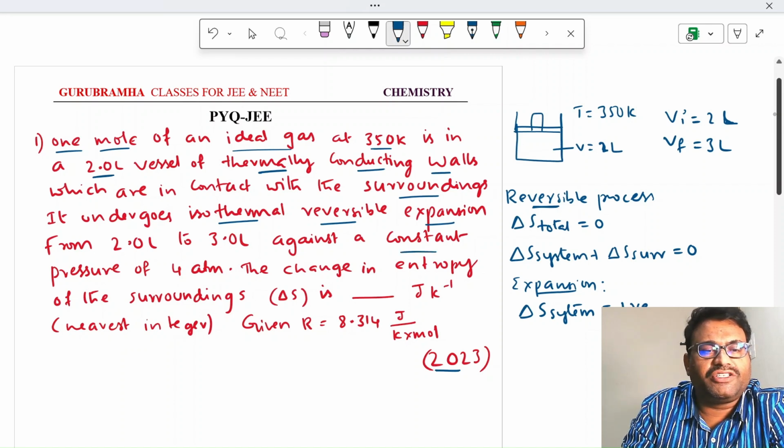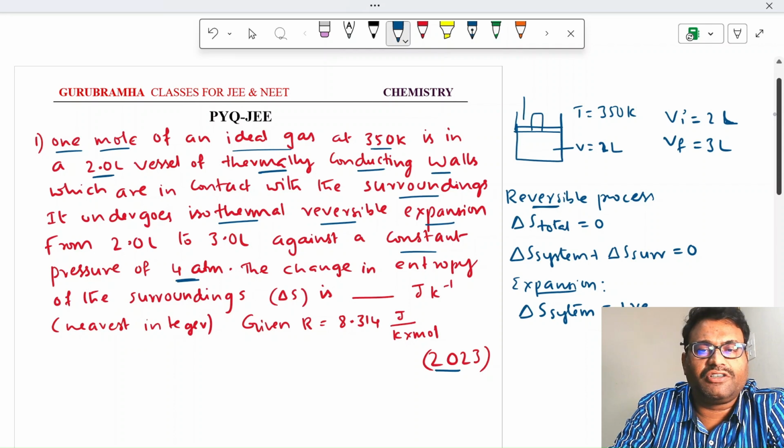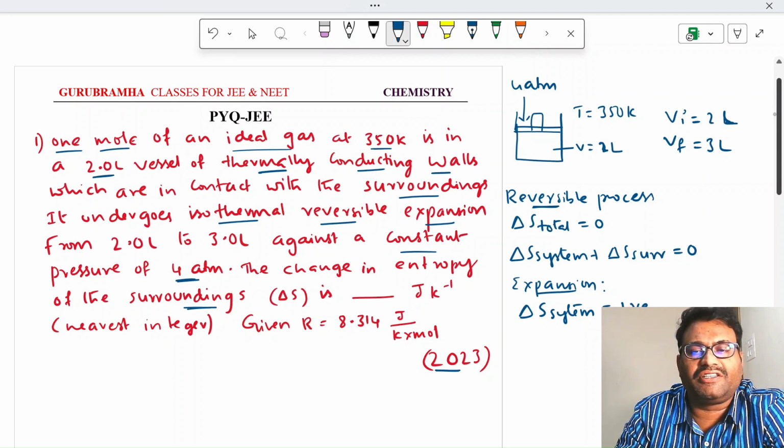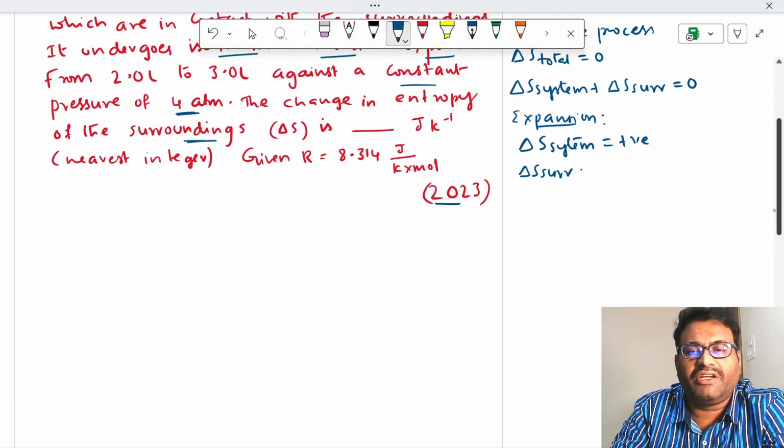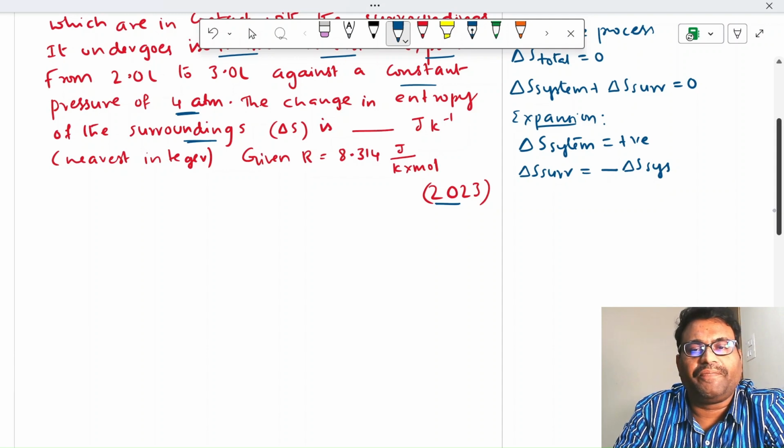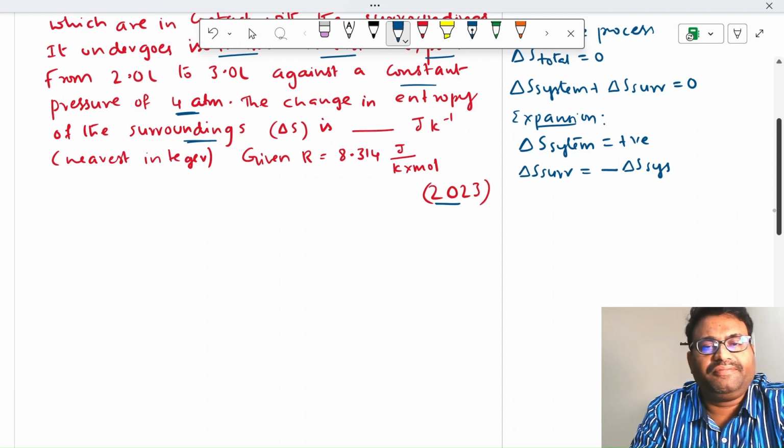This is happening against a constant pressure of 4 atmospheres. The change in the entropy of the surroundings is asked. If you calculate the system, then delta S surrounding will be equal to minus delta S system, because delta S system plus delta S surrounding will be equal to 0. Let us see here.